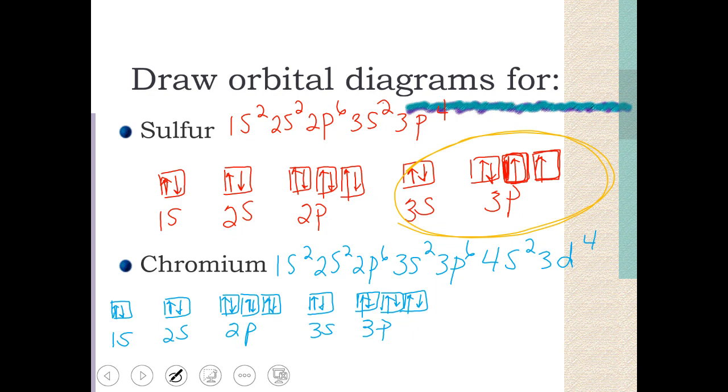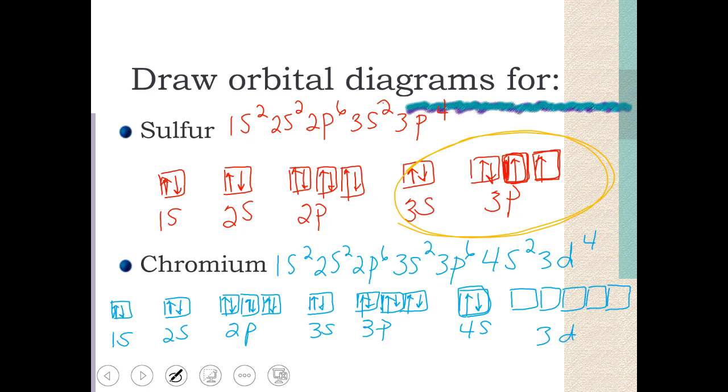Okay. And gosh, I know this is tough because it's a little messy drawing it on here. It's a lot better when I draw it on a piece of paper. Hard to write on these screens. So there's the box for the 4s. There's 2 electrons, and now 3D. How many boxes do I draw? 5. 1, 2, 3, 4, 5.